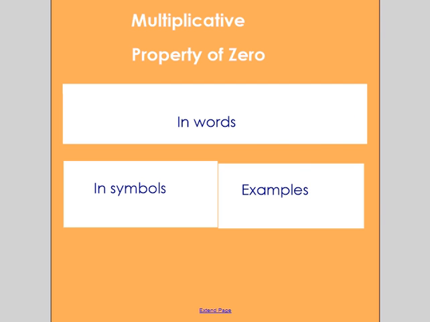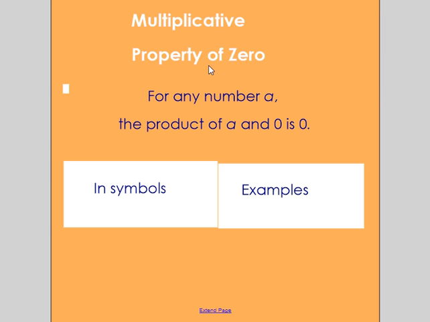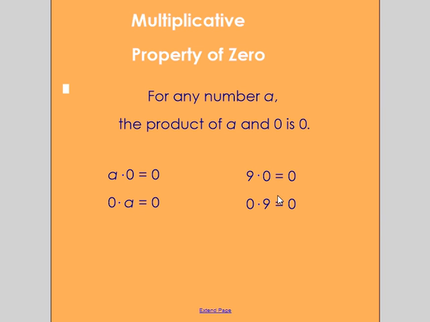Multiplicative property of 0. See, all of these properties, guys, they're things you already know. You just don't know the word that goes with it. So in words, the multiplicative property of 0 is that when you multiply a times 0, you're going to get 0. That's what it looks like in symbols, and an example is right here. You know this stuff, but you have to memorize what it means, okay?